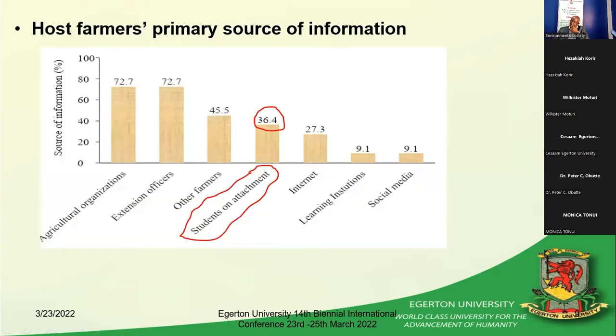We also sought to look at where the farmers get their primary source of information on agriculture. From the survey that the students did and from the analysis of those data, we found that most of the farmers say that they get it from agricultural organizations like CALDRO, KFIS, and others. Also 72% say that extension officers come to visit them. We also talked about some of the neighboring farms that had students attached on their farm in previous years. 36% of them said that they had students on attachment who were able to give them advice.